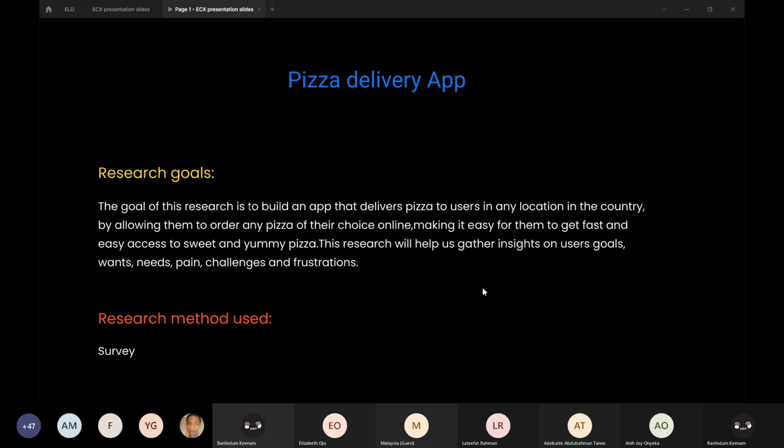So your research goal tells your participants about the product or your idea, what you actually have in mind. You can't just stop someone and start asking the person random questions without the person knowing what you actually want to do or your idea. So the research goal is to educate users on the product and the reason for conducting the research. The research method used is a survey. Next slide, please.